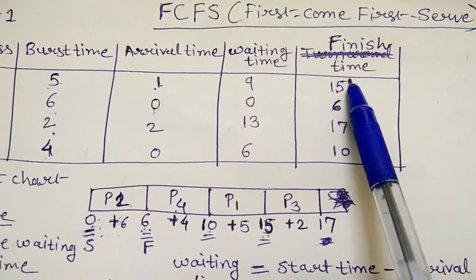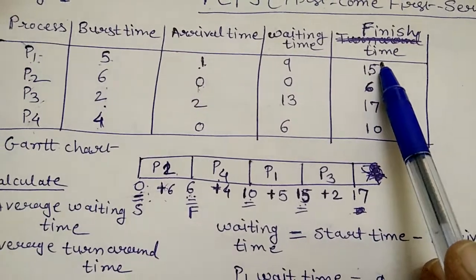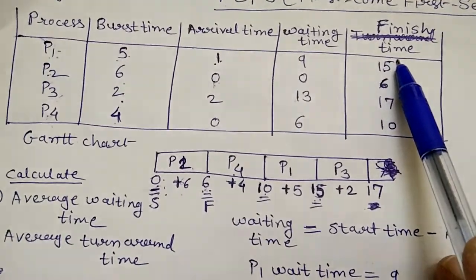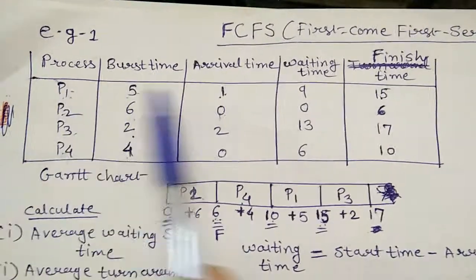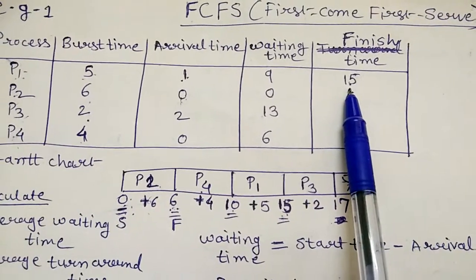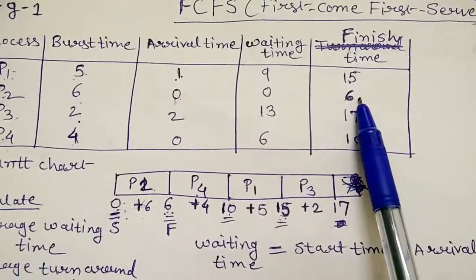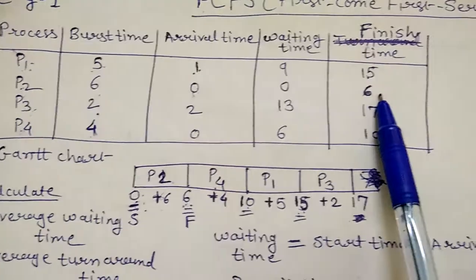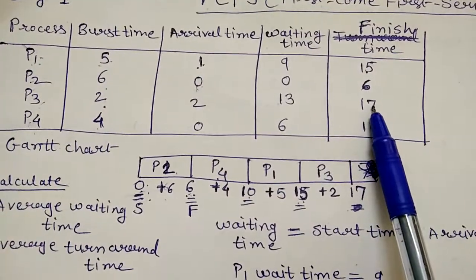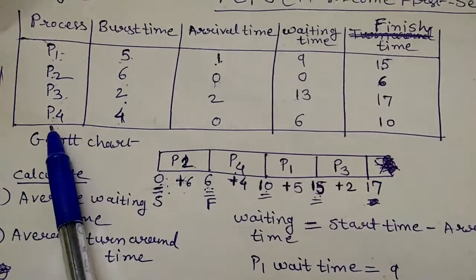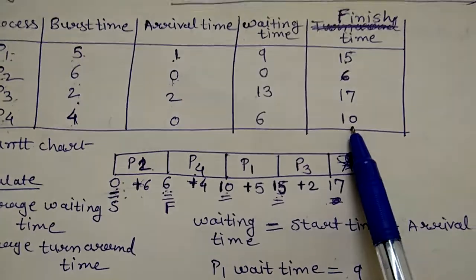The finish time, that means the time at which each process finishes its execution. P1 finishes its execution at 15 milliseconds. P2 finishes its execution at 6 milliseconds. P3 finishes its execution at 17 milliseconds. And P4 finishes its execution at 10 milliseconds.